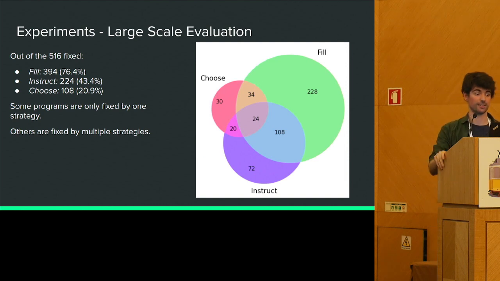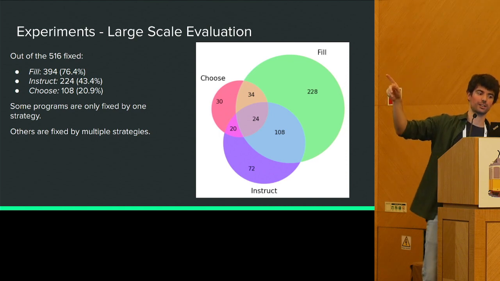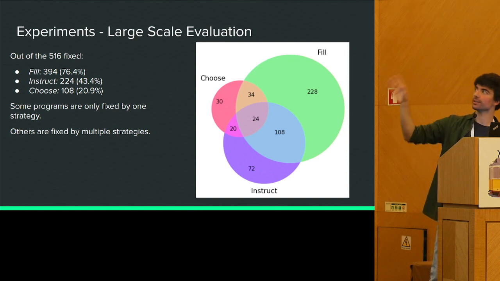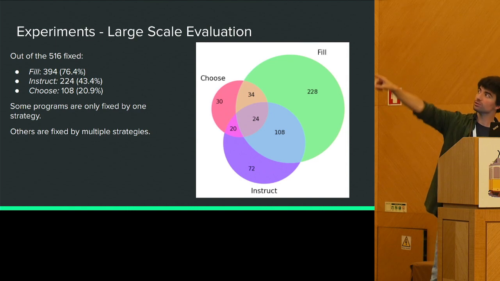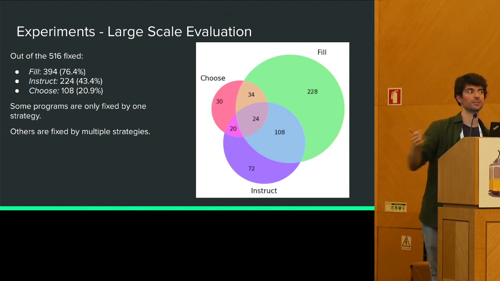We also analyzed the effectiveness of each repair strategy that we devised, the ones that use GPT-3. Fill is the most effective one. It's also the simplest one, so sometimes simple is better, followed by instruct and choose. Some programs are fixed by only one strategy, whereas some other programs are fixed by multiple ones. It's worth noting that although choose, that smaller circle there, is the least effective strategy, there are still 30 programs that are only fixed by it.